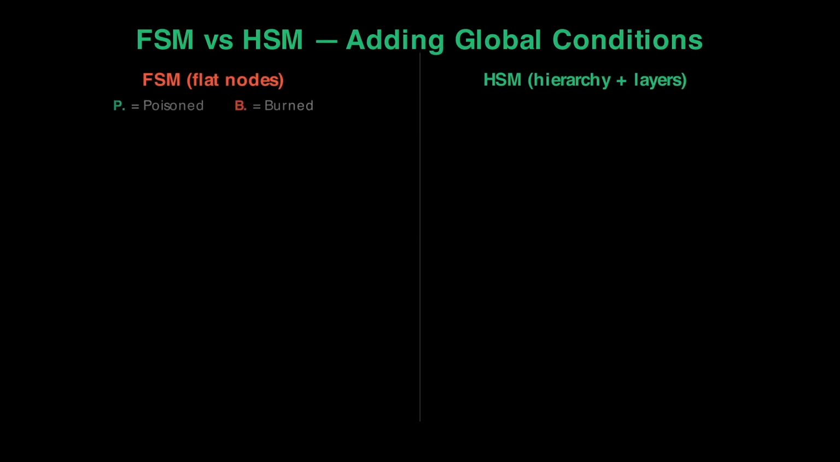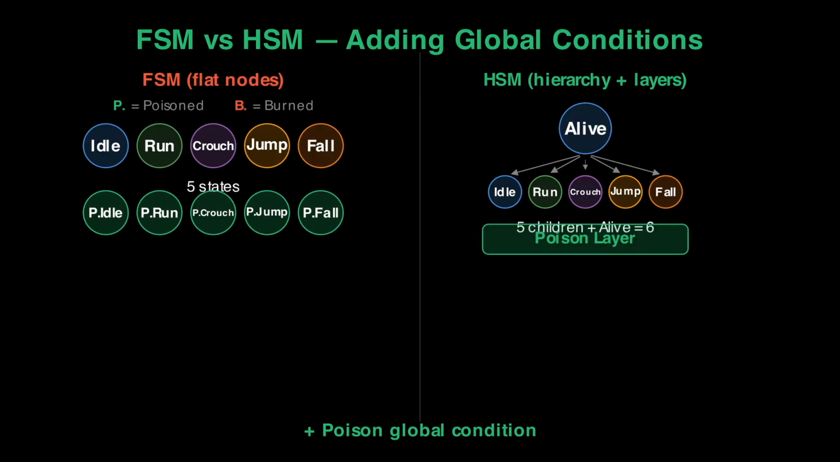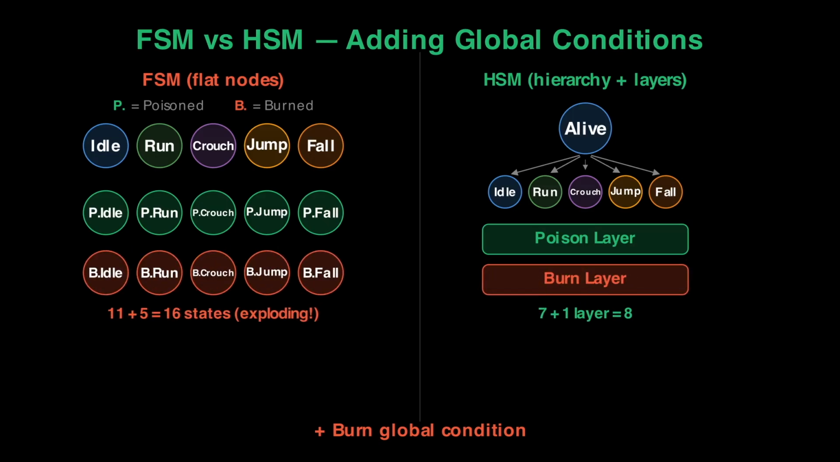Let's compare the number of states in both approaches. With a finite state machine, we start with the basic movement states like idle, run, crouch, jump, and fall, which gives us 5 states. Since the player can also be poisoned in each of these, we need 5 additional poison versions. Adding a dead state brings the total to 11 states. Now, if we introduce another global effect like burning, we would need to duplicate those 5 movement states again, increasing the total to 16 states.